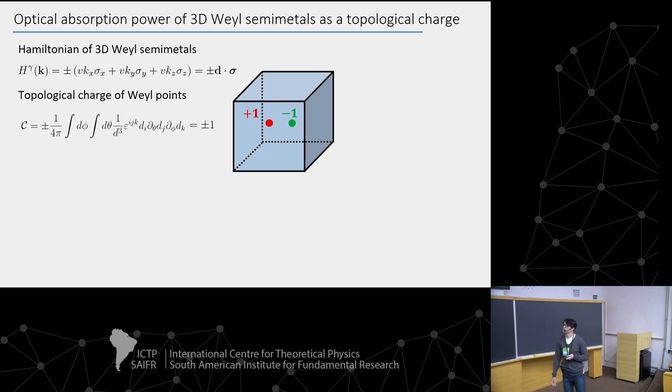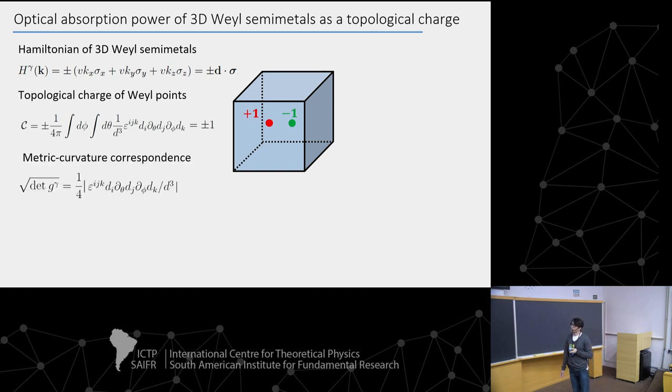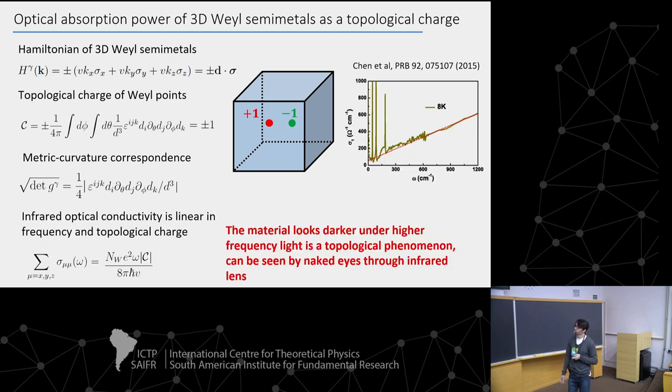And we have to calculate the Chern number. We have to calculate over the Berry curvature in this case, because we are in higher dimension. But we have these topological charges, which is plus one or minus one if we integrate this thing around, let's say a sphere around this point. And we also have a metric curvature correspondence, which is given like this. And what we find is that in this case, the optical conductivity is proportional to C, but there is also a linear term here in frequency.